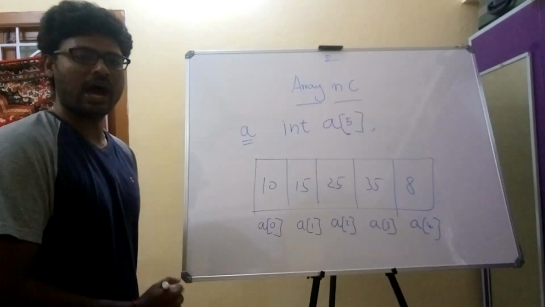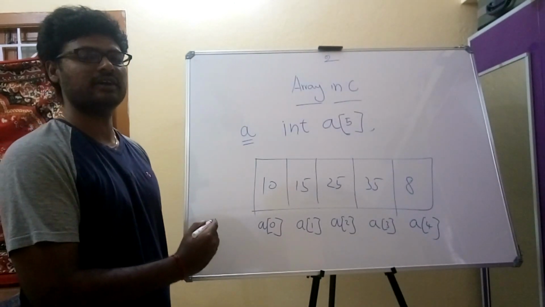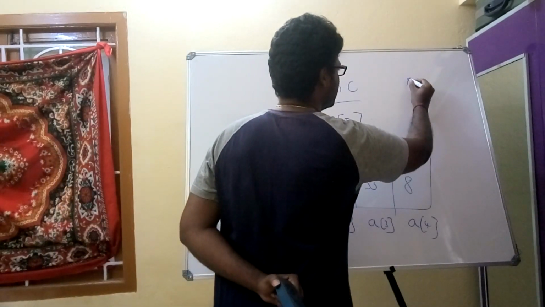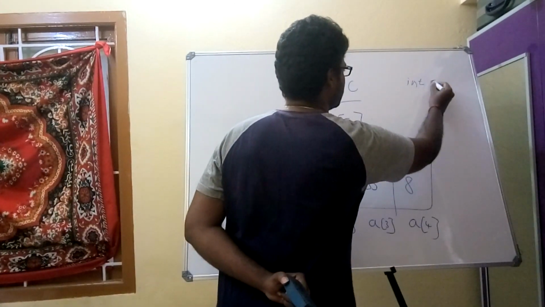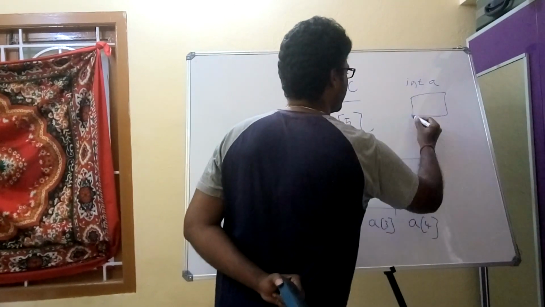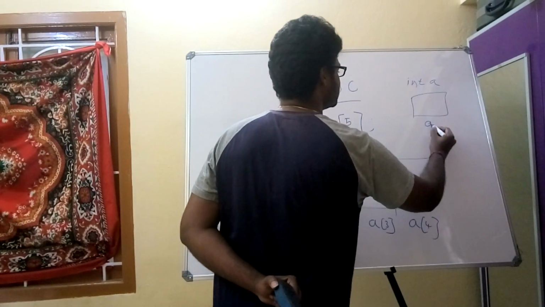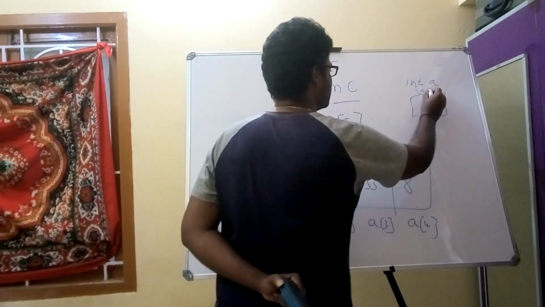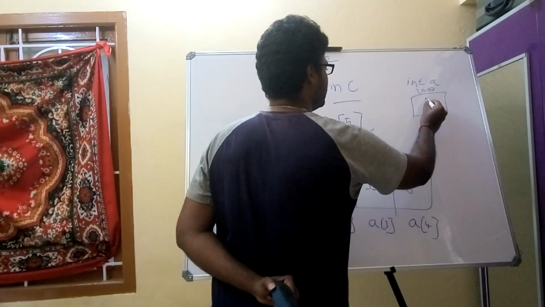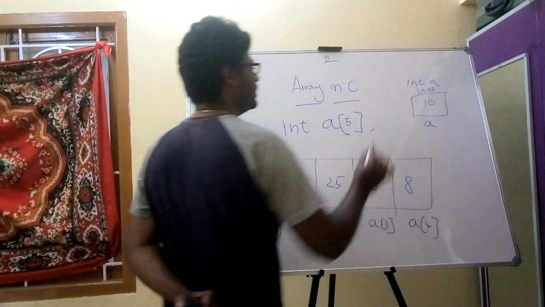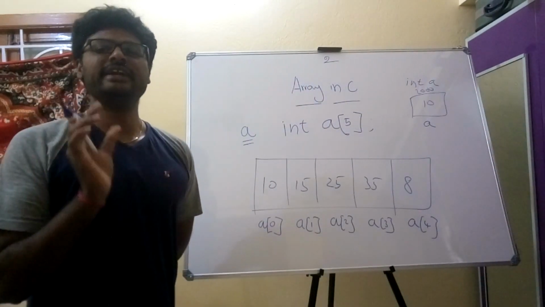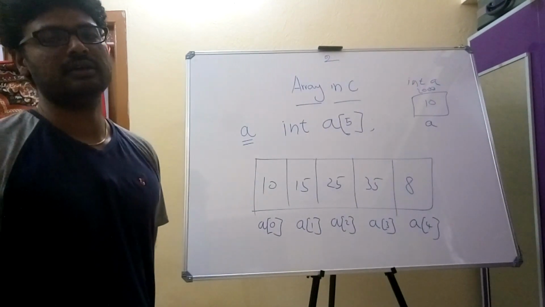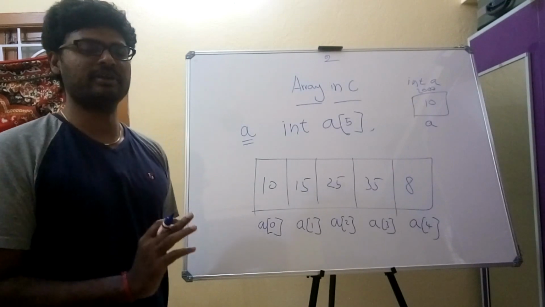We are going to see how the memory is allocated for an array. If we declare a normal integer variable, int A, 4 bytes of memory is allocated for this A. That may be at location 2000. Any value can be stored in this A. A normal integer variable occupies 4 bytes of memory in RAM, primary memory.